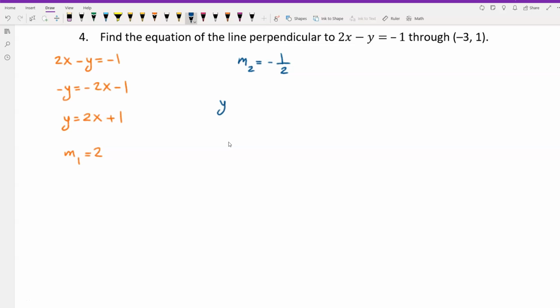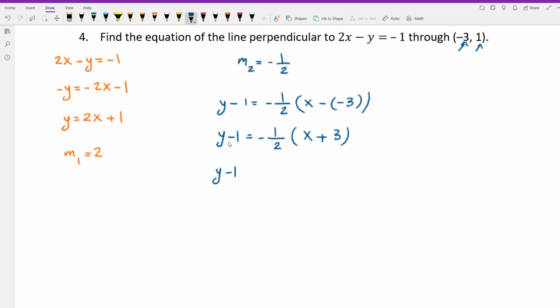Now finding our equation, y minus y1, which is what we have here, positive 1, equal to the slope times x minus x1, which is negative 3. So we have y minus 1 equal to negative 1 over 2 times x plus 3. I'm writing all steps. So y minus 1 equal to negative 1 over 2. Use the distributive property: negative 1 over 2 times x, negative 1 over 2 times positive 3.